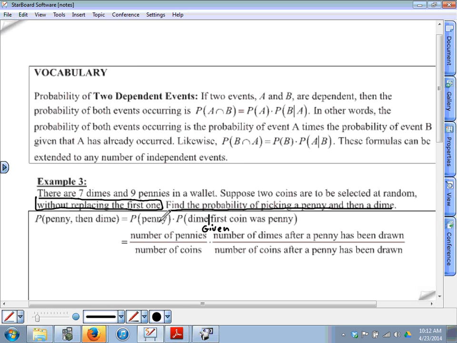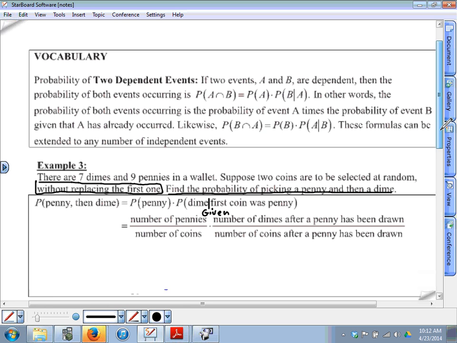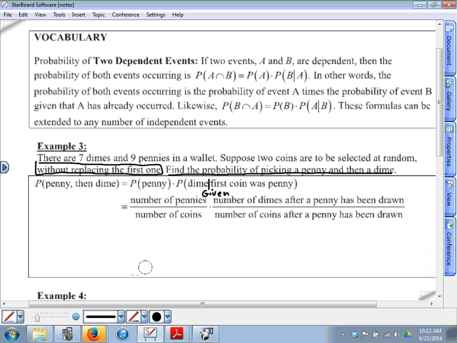So, what's the chance to choose a penny? 9 out of 16. There's 9 pennies out of the 16 coins. And now you've chosen a penny, so your probability would be 7 out of 15 to get a dime. How many dimes are there? 7. 7 out of 15. You don't replace. This one's without replacement. So it's out of 15.